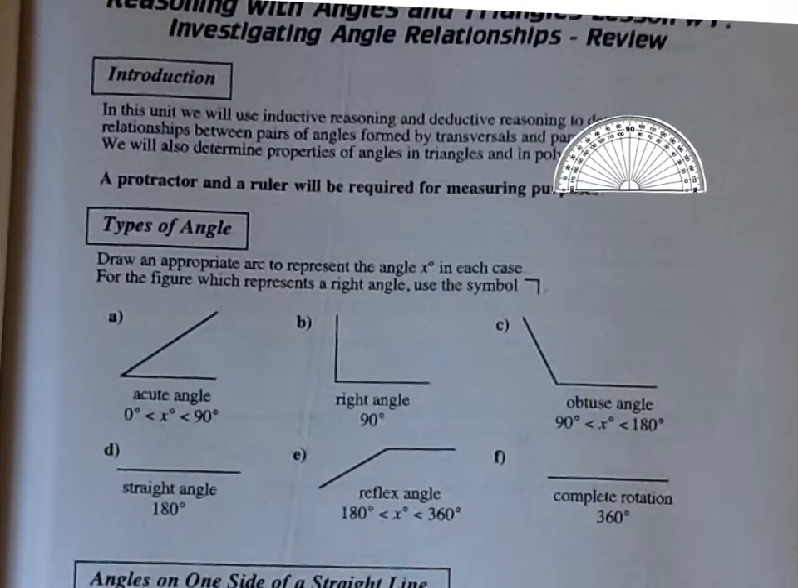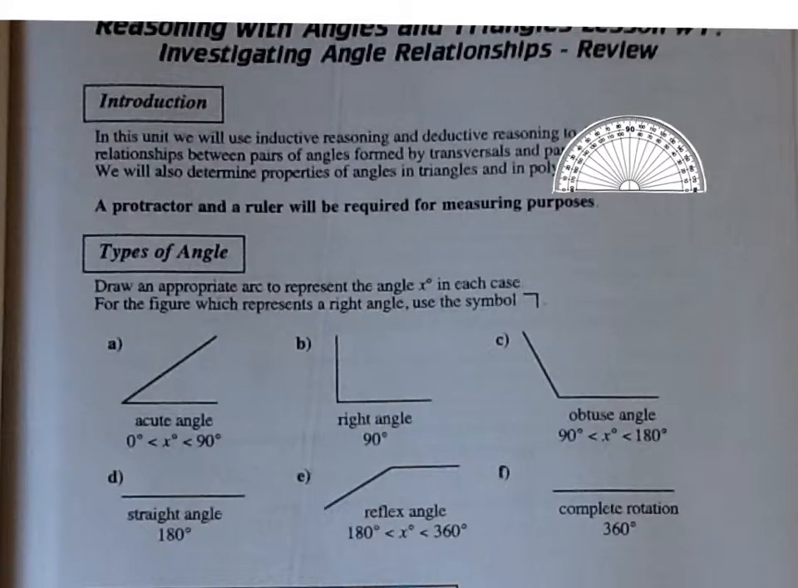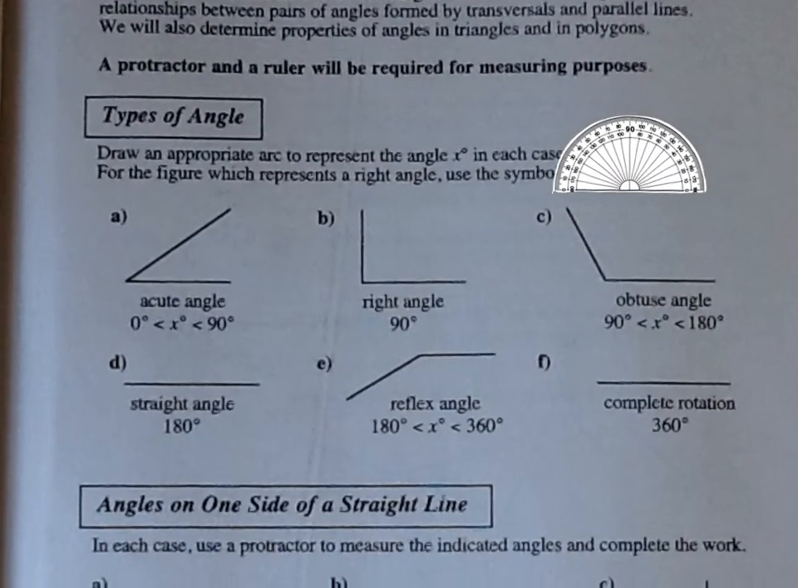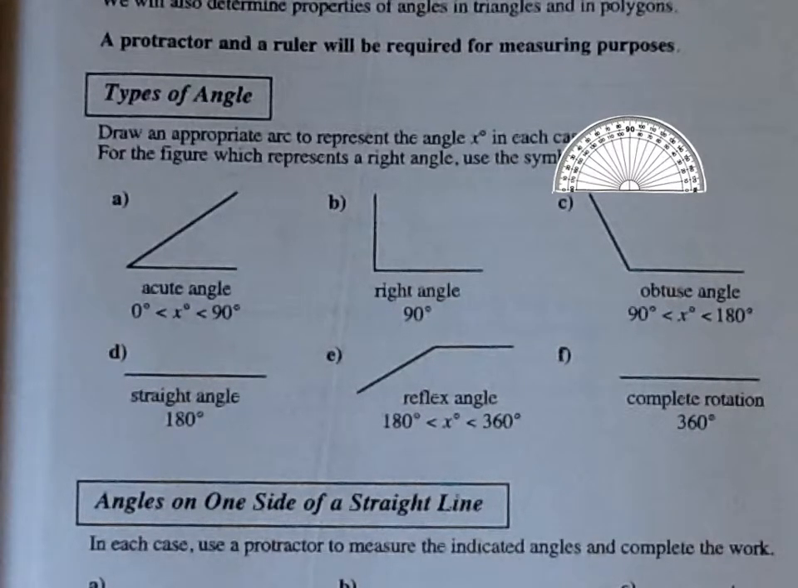Alright, here we're in Unit 3.1, Reasoning with Angles, Investigating Angle Relationships. So this should be a review, so I'm going to go pretty quick and hopefully you can follow along. Draw an appropriate arc to represent the angle x. It should be pretty straightforward.